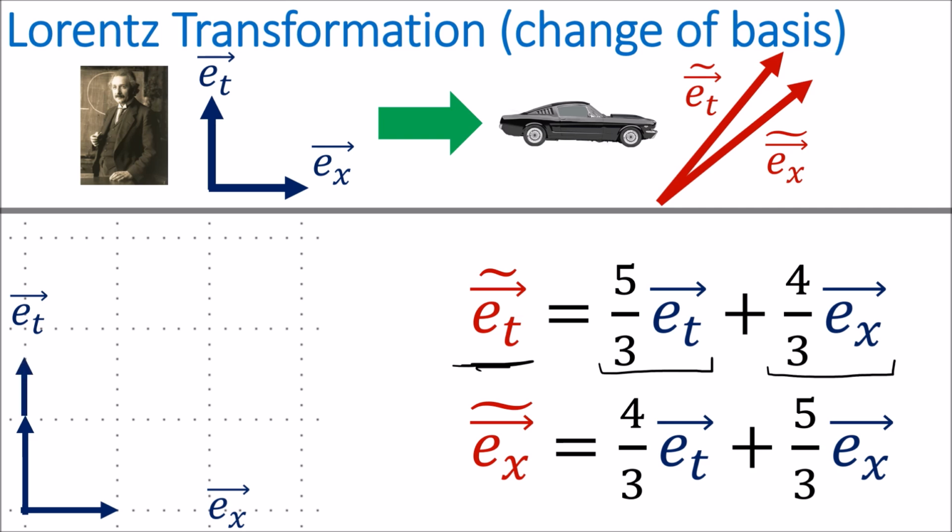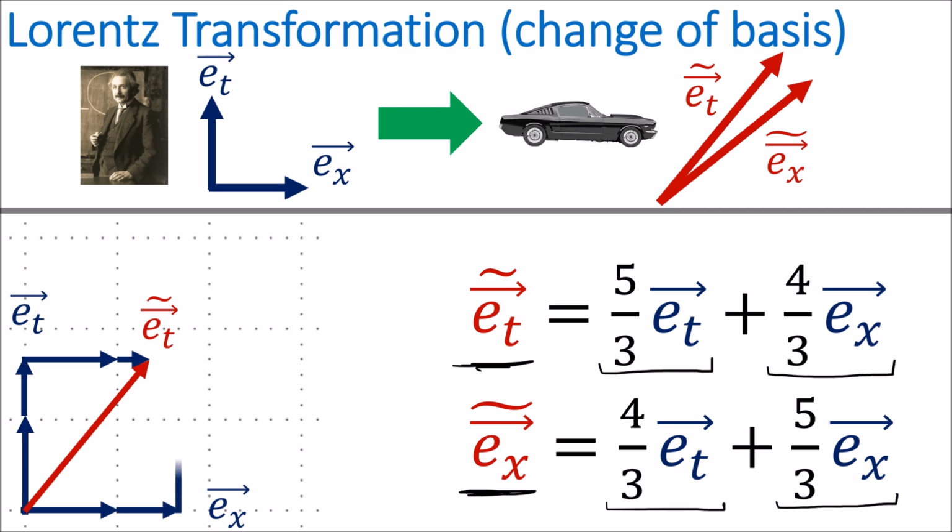So we need 5 over 3, or 1 2/3 of the ET vector, and also 4 over 3, or 1 1/3 of the EX basis vector. And that gives us ET tilde, as you can see here. Next, for EX tilde, we need 5 over 3 EX plus 4 over 3 ET. So as expected, the Lorentz transform causes the time and position axes to bend toward each other like a pair of scissors, and the axes are also scaled by the gamma factor.